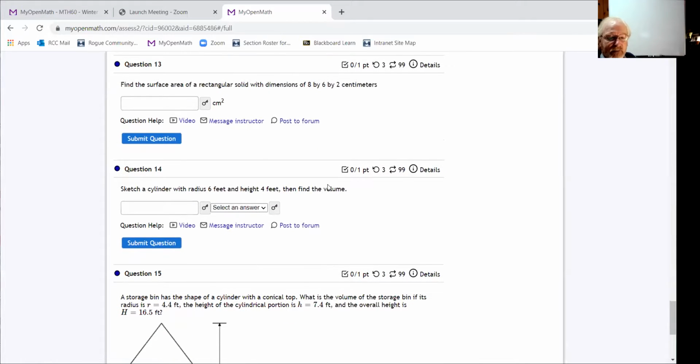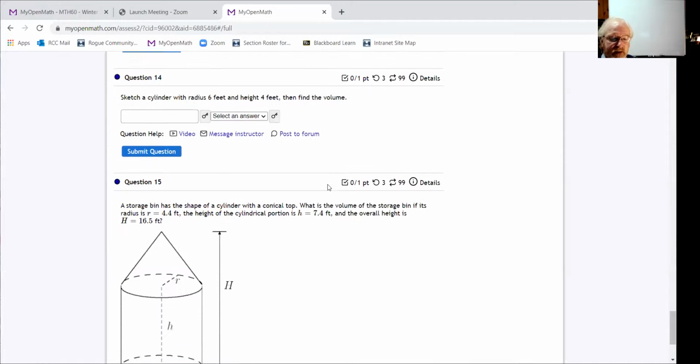Cylinder, there was that formula we looked at. We were talking about that on the formula sheet. The cylinder has a radius of 6 feet, a height of 4, find the volume. So there's a volume formula for the cylinder. It's kind of like the area of the circle times how tall it is. That's volume.